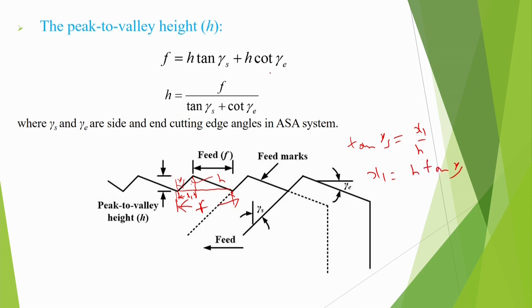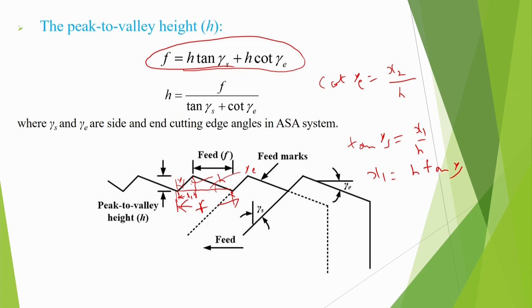Similarly, you can say this for the other side. Here this angle is gamma e. So cot gamma e is equal to x2 divided by h, therefore x2 is equal to h cot gamma e. Add x1 and x2, and you get f is equal to h tan gamma s plus h cot gamma e.